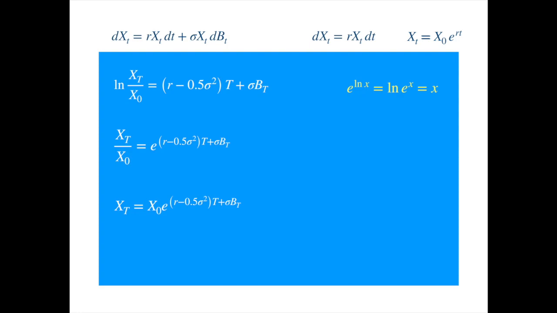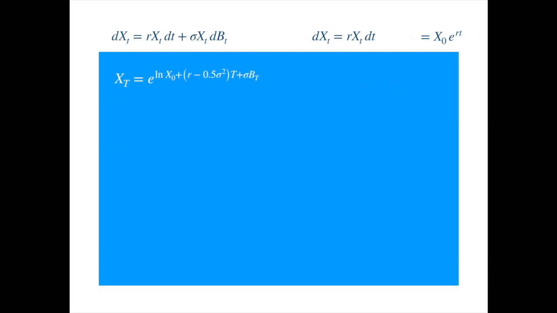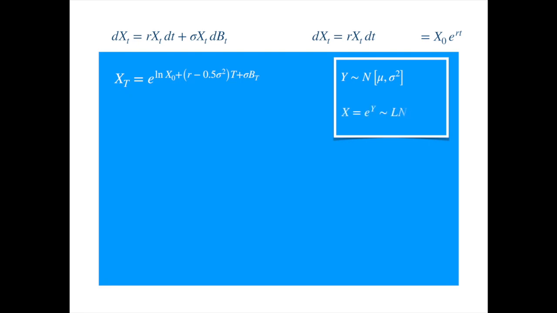We can also take the x naught upstairs if you like. This makes the probabilistic interpretation easier, as we can see now that x_t is like the exponential of a normal random variable. We know that if y is normal with mean mu and variance sigma squared, then the exponential of y is log normal. In our case, the exponent is normal, whose mean and variance are as follows. The mean is just the deterministic part and the variance is just the square of the coefficient of Brownian motion times t.